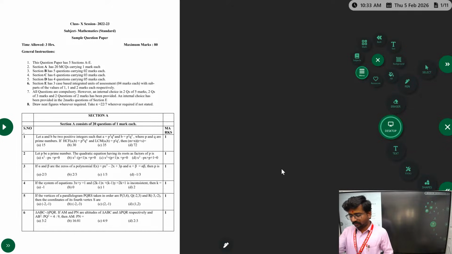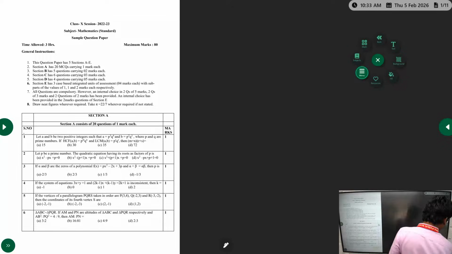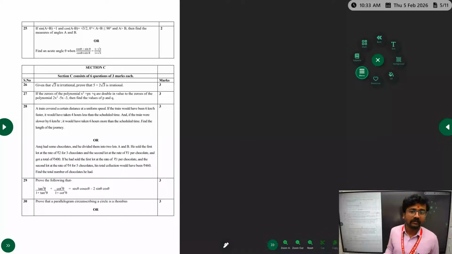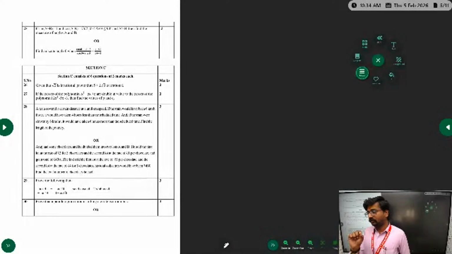Yesterday we did from section C. Correct? Given that root 3 is irrational means you need not prove root 3 as an irrational number. And you should not write that one single statement, "Our assumption is wrong, therefore no." Why it is irrational, we have to clearly justify it.